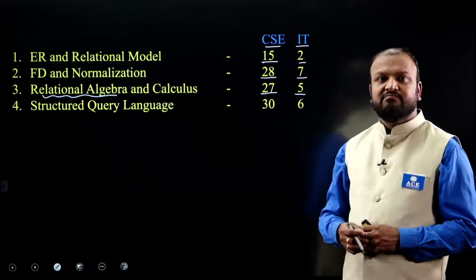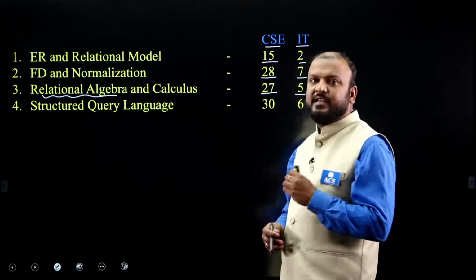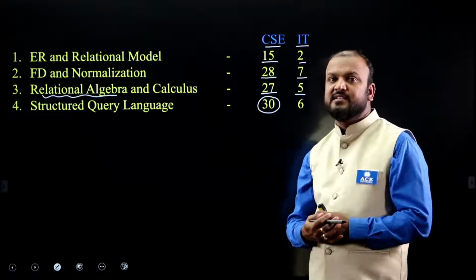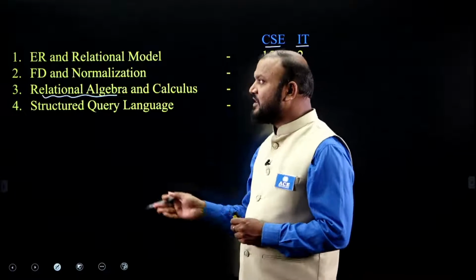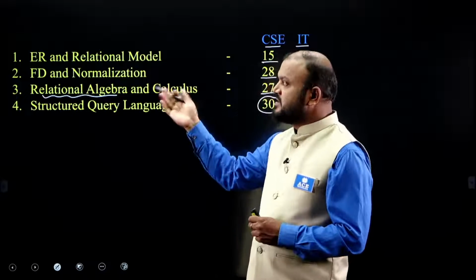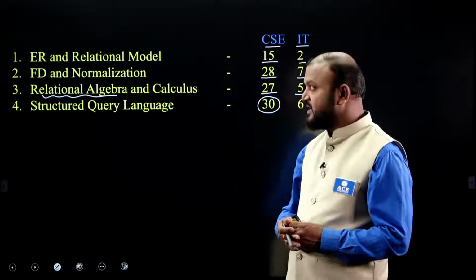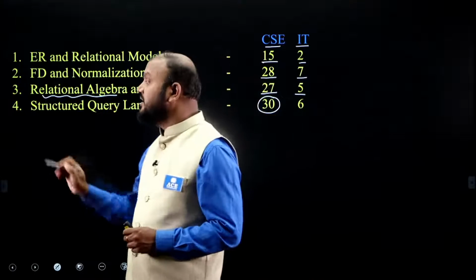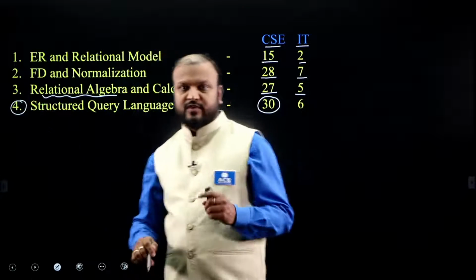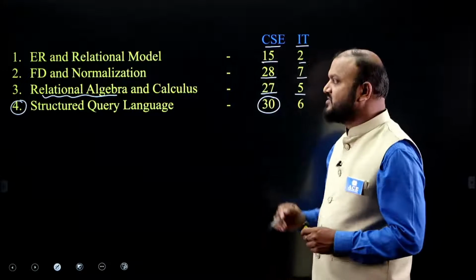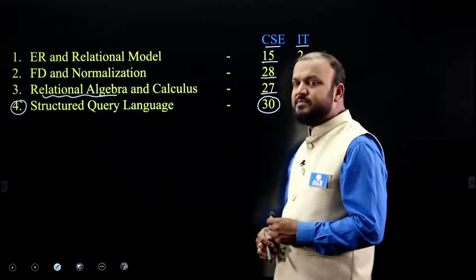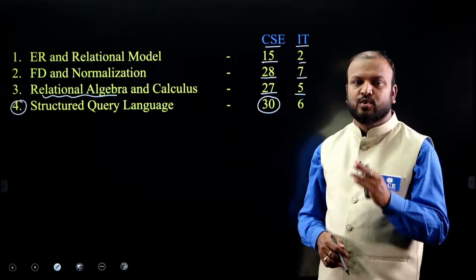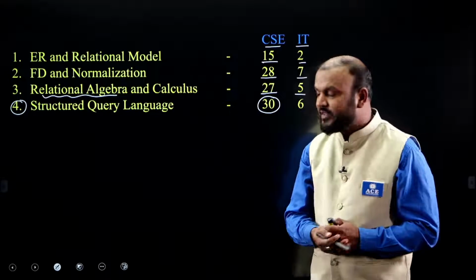And undoubtedly, there is a very important topic, that is structured query language. Majority of the questions so far have been asked in SQL. Sometimes questions may not be asked on ER and relational models, on functional dependency and normalization, or on algebra and calculus. But every year, a minimum of 1 question is asked from structured query language. Most of the time it is a 2 marks question, and sometimes it is 1 plus 2, meaning a minimum of 2 to 3 marks you can expect from SQL.